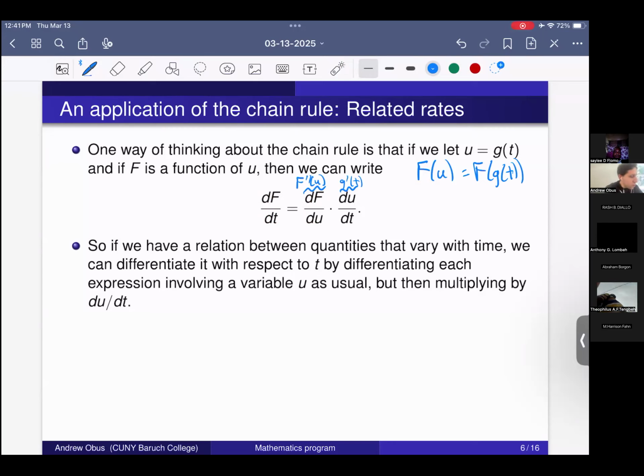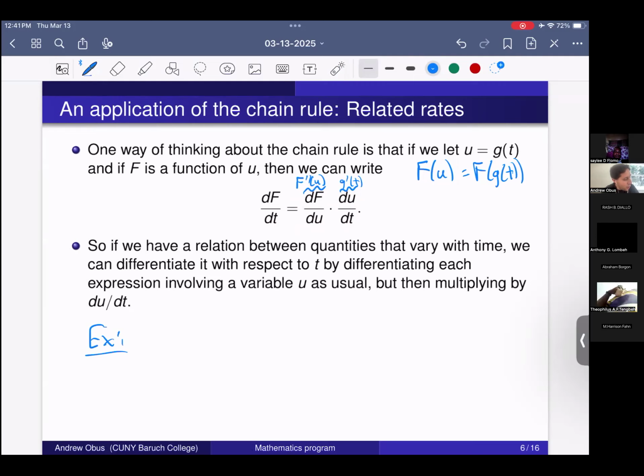If it's confusing to you, don't worry about it. But the point is that if you have a relation between quantities that vary with time, and you want to understand how to differentiate this with respect to time, you can differentiate each part as usual. That's the df/du part. And then you multiply it by the derivative of that variable with respect to time. So for instance, an example of this is the one on the homework.